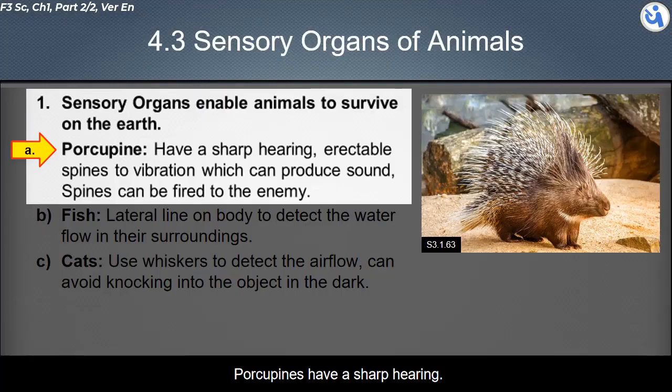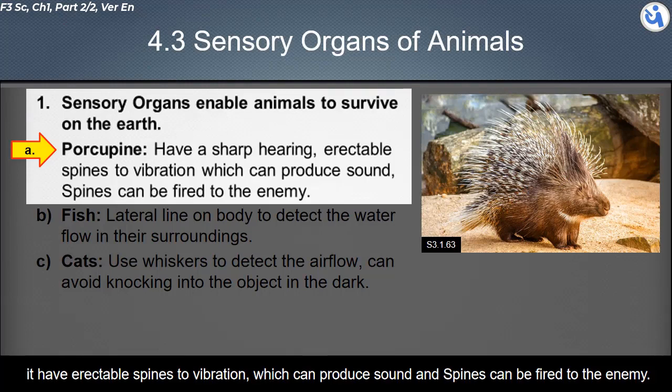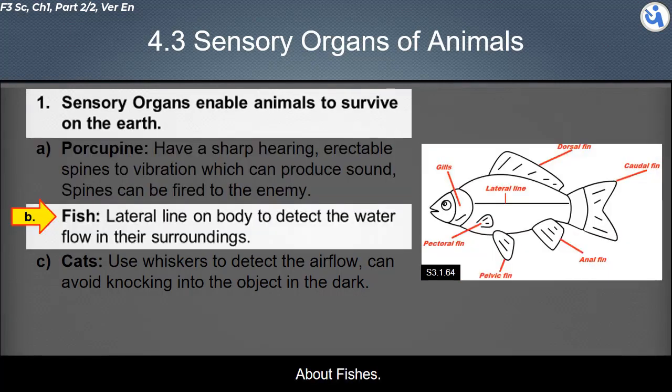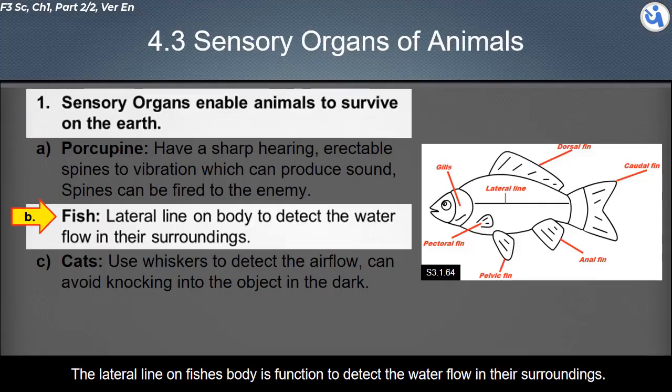Porcupine. Porcupines have sharp hearing. At the same time, they have erectable spines that vibrate, which can produce sound, and the spines can be fired at the enemy. About fishes. The lateral line on a fish's body functions to detect the water flow in its surroundings.